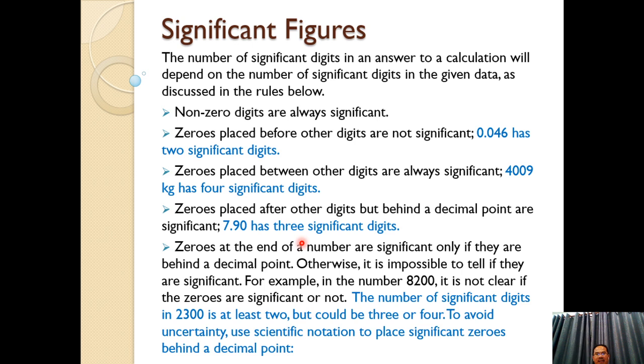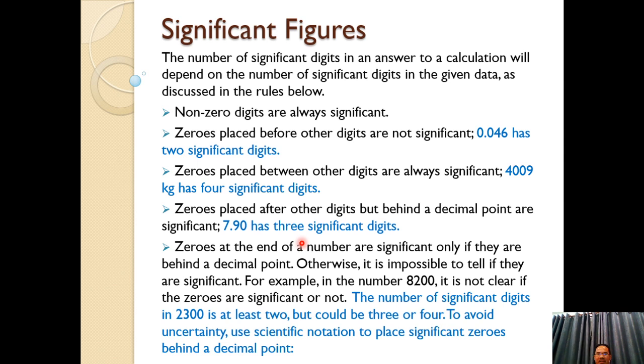And the next is significant figures. The number of significant digits in an answer when you multiply, add, subtract or divide really depends on the number of digits in the given numbers and is discussed in the rules below. The first non-zero digits are always significant. 1, 2, 3, 4, 5, 6, 7, 8, 9, all of these are significant.